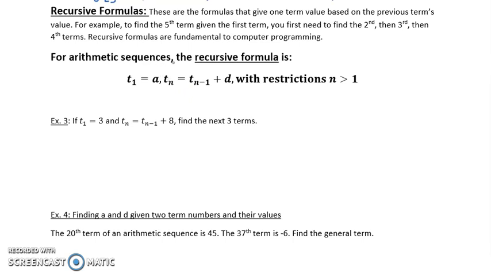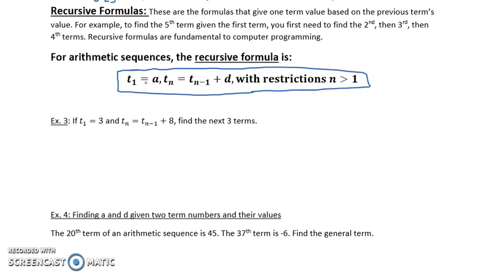So, for arithmetic sequences, the recursive formula is this. T1 equals a. So in other words, you're given the first term, T1, that is the first term value. And then the next term is equal to the previous term. That's what Tn minus 1 means. Plus that common difference.